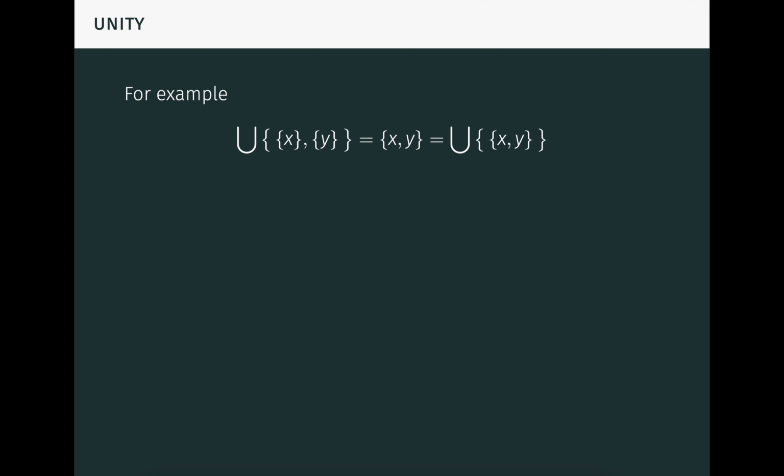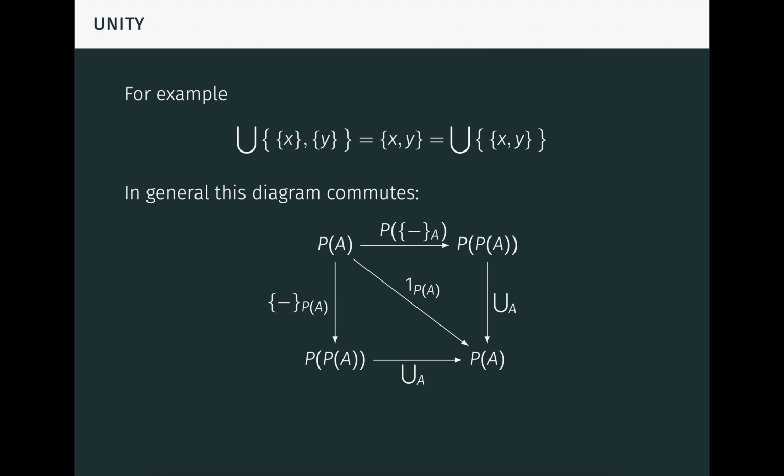This is just a simple example. In general, this diagram commutes. Don't be alarmed, this looks more complicated than it really is. The set on top left is the power set of A, consisting of subsets of A. The function on top going to the right, which is the result of applying the power set functor to the singleton function on A, applies the singleton function to each element of a subset of A. The function on the left going down applies the singleton function to a subset of A as a whole.